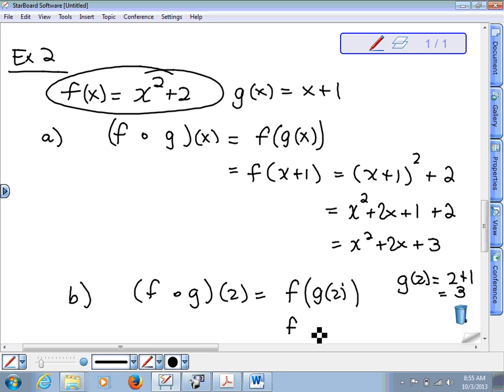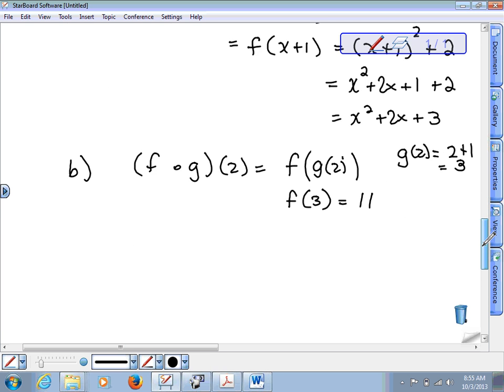So I'm going to replace the g of 2 with its actual value, which is 3. G of 2 is equal to 3. Now you find f of 3, which is 3 squared plus 2, 11. So on the test, you're going to have to find the composition of two functions at x, and you're going to have to find the composition of two functions at a value other than x. Is that clear on that?